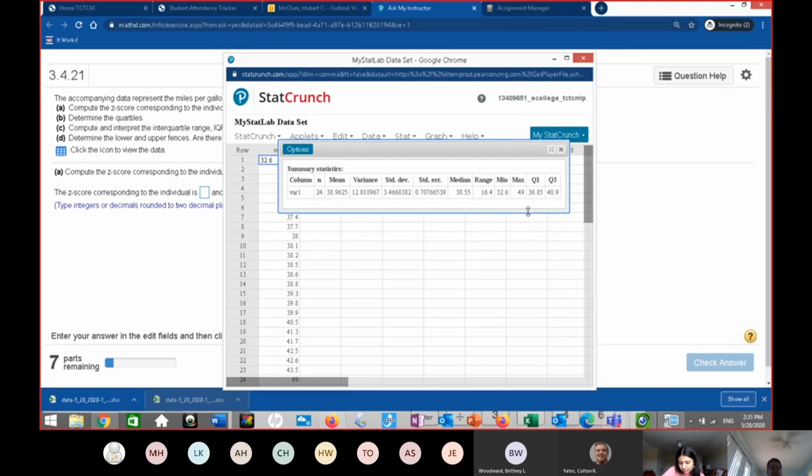Now you have to go to your formula sheet. What is the interquartile range? That's your third minus your first, isn't it? IQR is equal to the third quartile minus the first. So that's going to be 40.9 minus 36.85. Somebody give me that number. 4.05. 4.05 is your interquartile range.